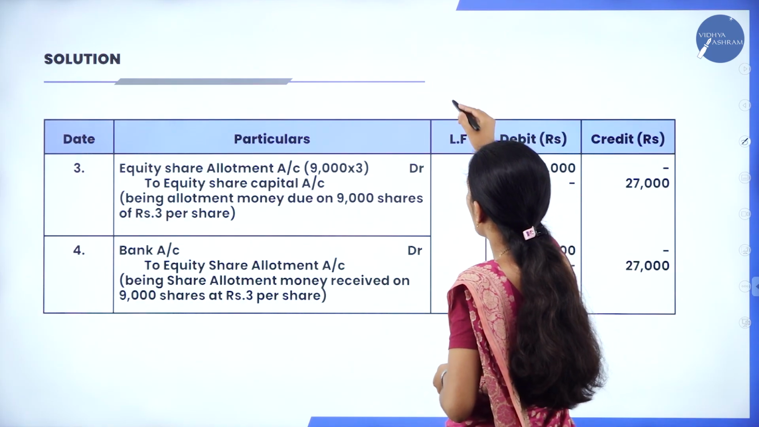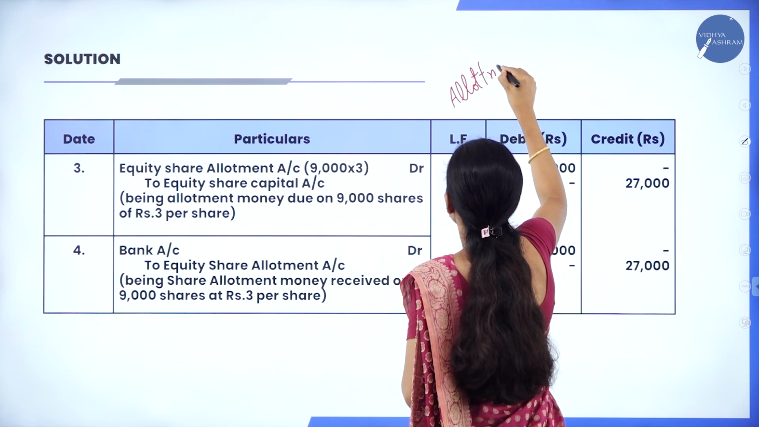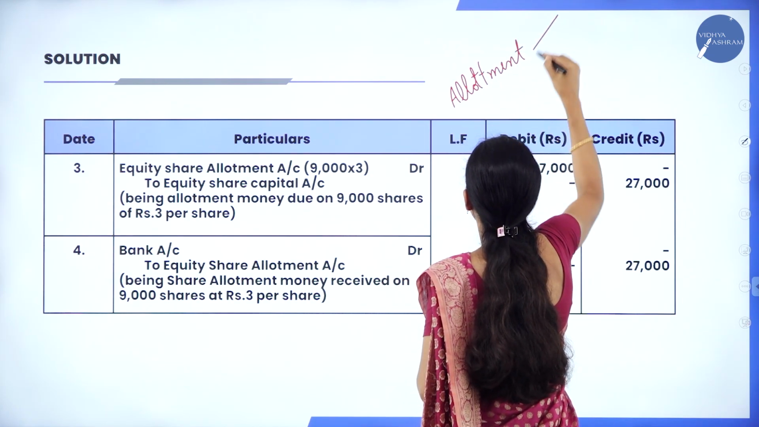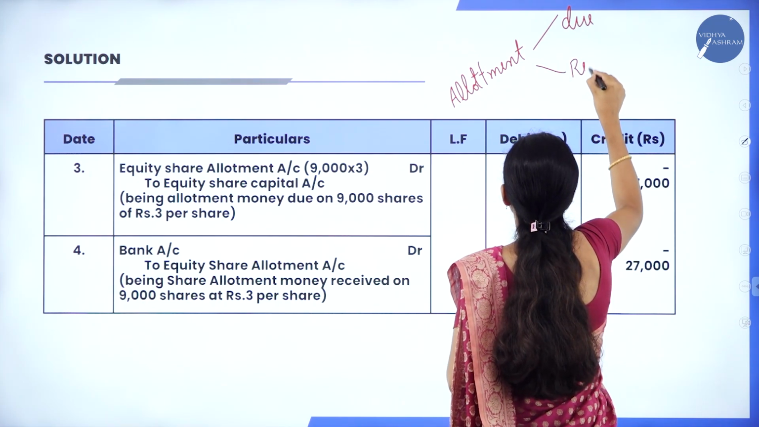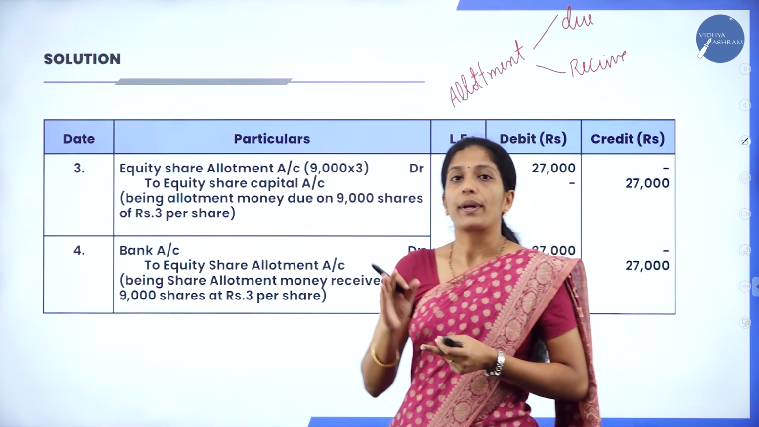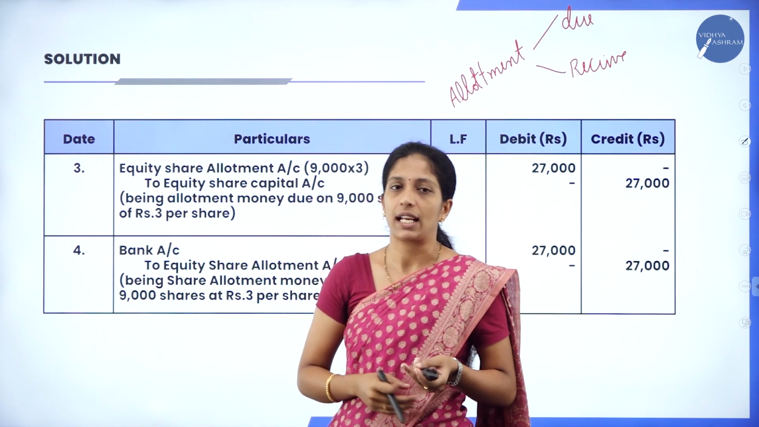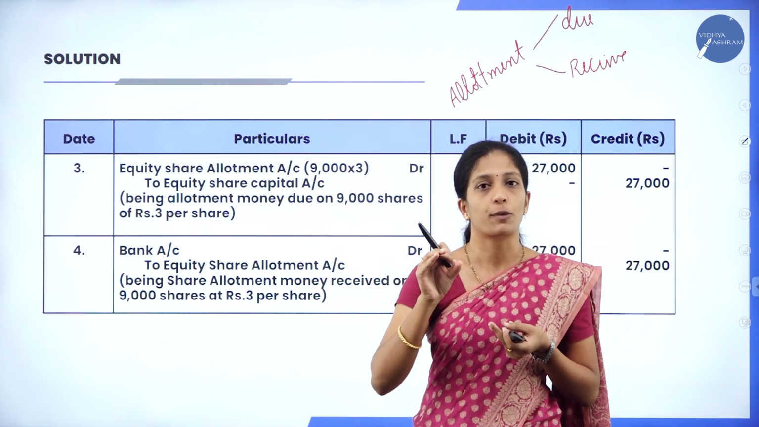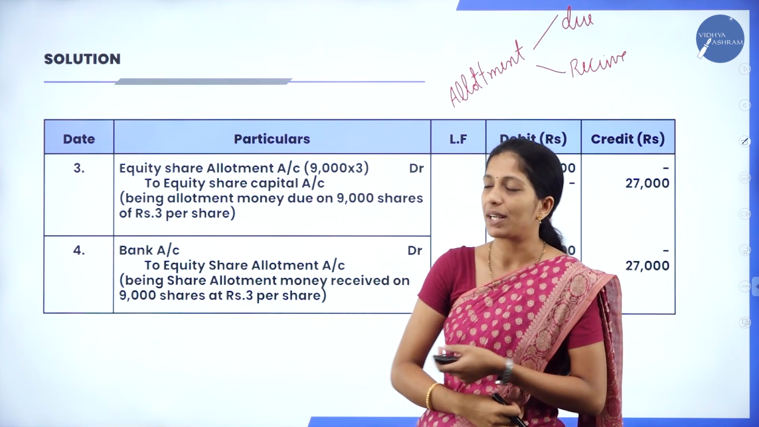Now, come to the next one, that is allotment stage. Here also we have to record 2 entries. One is due, other one is receive. Now, what is the due entry? Equity share allotment account debit to equity share capital account. You are going to transfer that allotment money to capital account, that is equity share capital account.